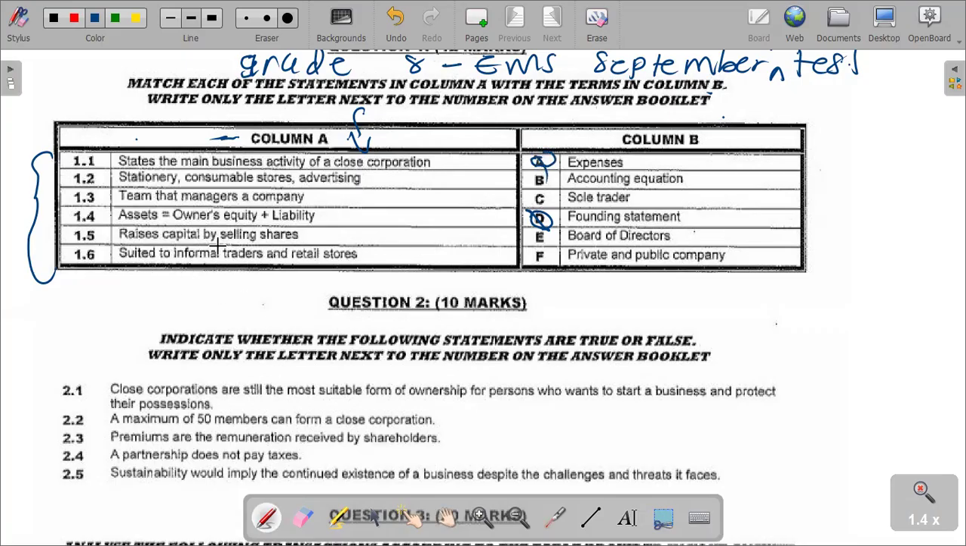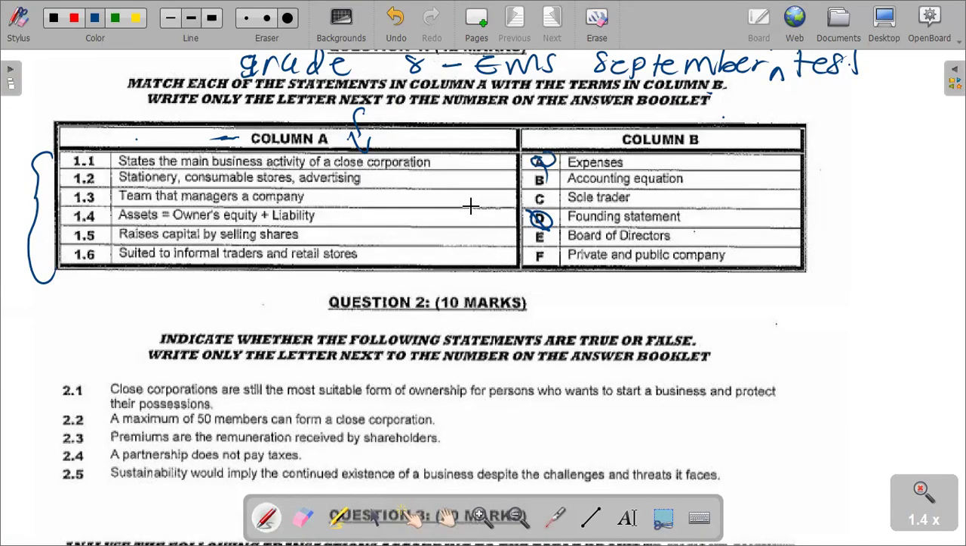And then 1.3, it says a team that manages a company. A team that manages a company. Don't mind the spelling, it's manages, not managers, right? So a team that manages a company.